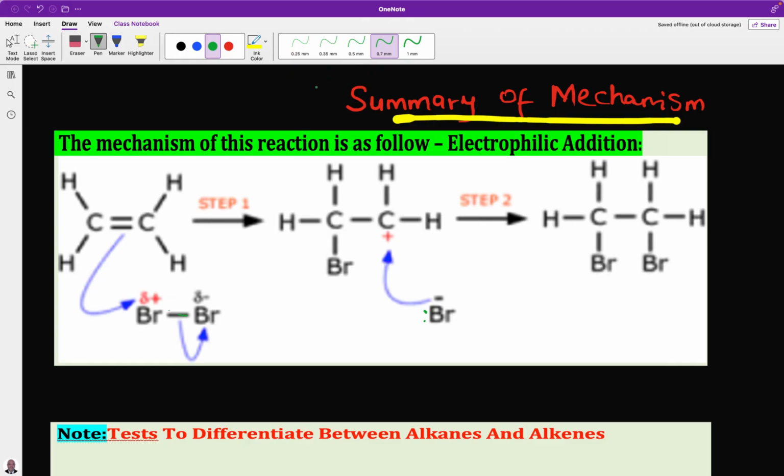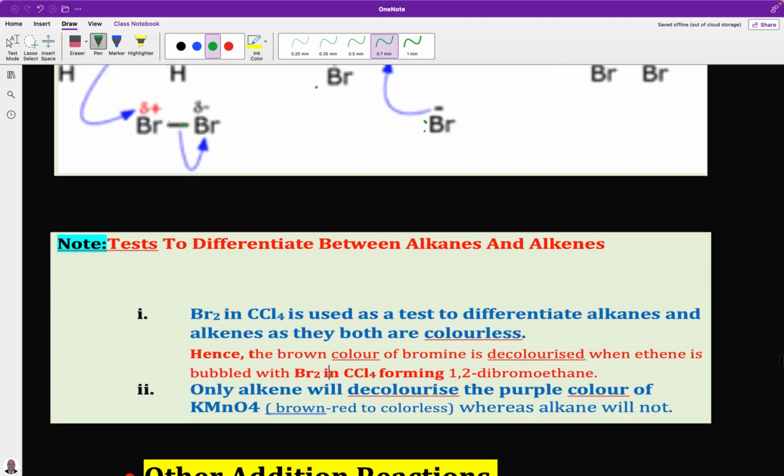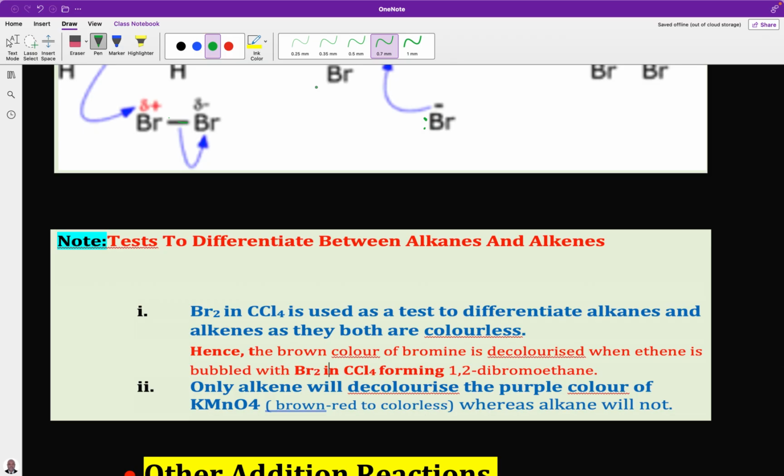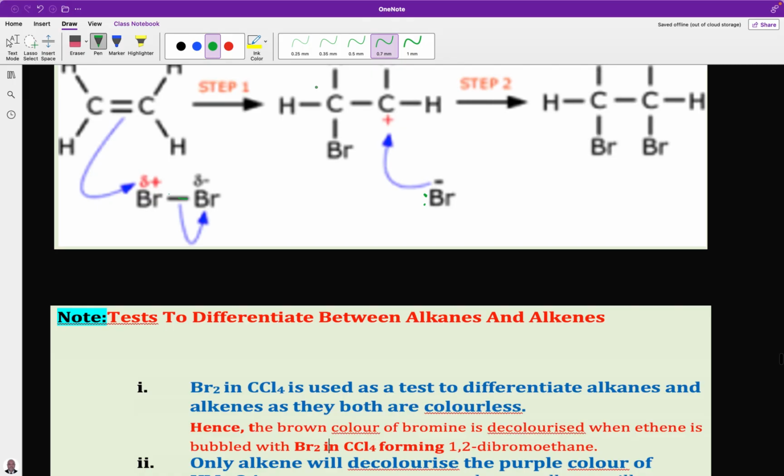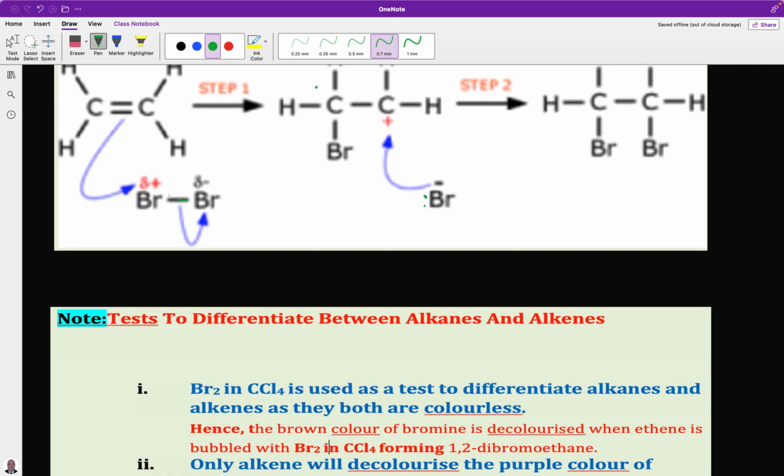Once more, as I said, bromine in tetrachloromethane is used as a test to differentiate between alkanes and alkenes, as they both are colorless. You know that the brownish color of bromine is decolorized when ethene is bubbled with bromine in tetrachloromethane, forming 1,2-dibromoethane.